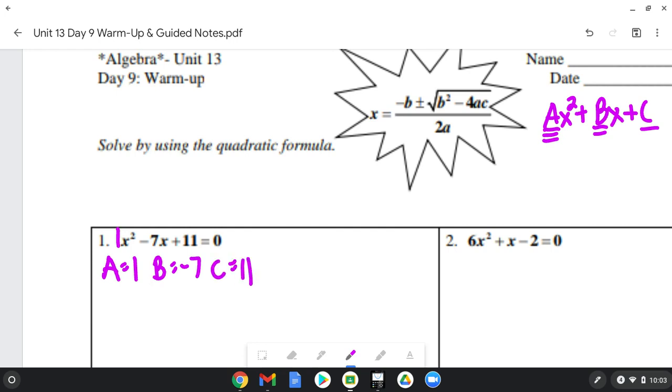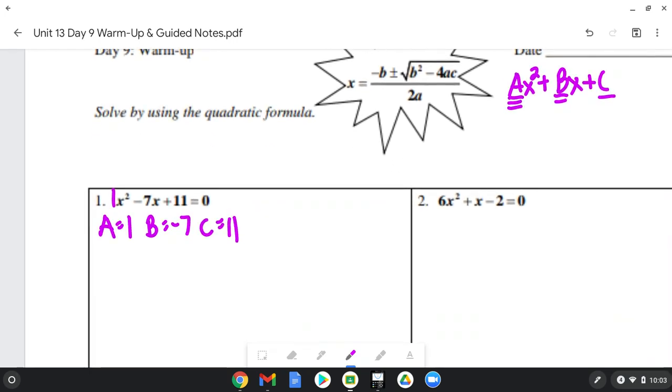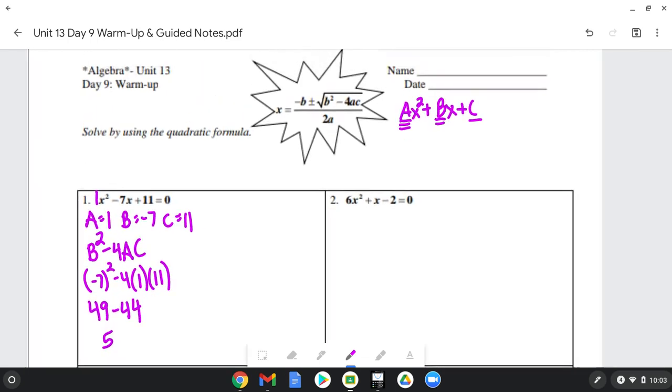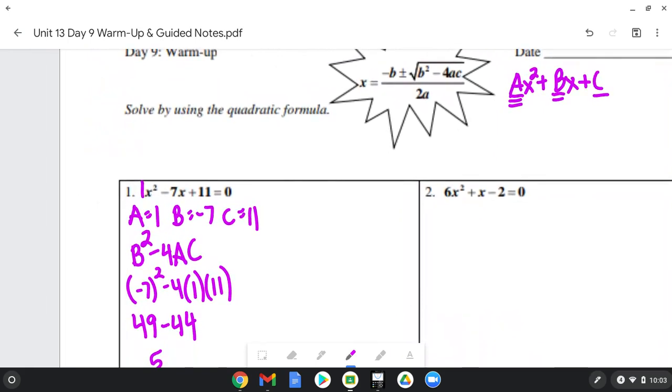So from here, when I'm solving, I first would find the square root piece, and that's called the discriminant. If I do the b squared minus 4ac part, that's the part under the square root. I would do -7 squared minus 4 times 1 times 11, and that would give me 49 minus 44, so that's 5. So now I have the b squared minus 4ac figured out.